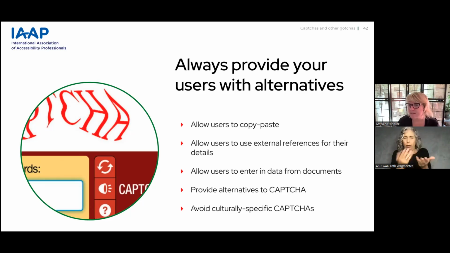Provide a text-based alternative to image-based Captchas. If you're able to, use a Captcha system based on a simple instruction instead, such as checking a box. Are you human or are you a bot? And whenever possible, don't use Captchas at all. Avoid cultural specific Captchas.